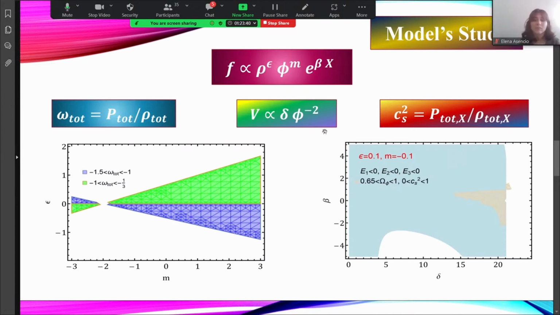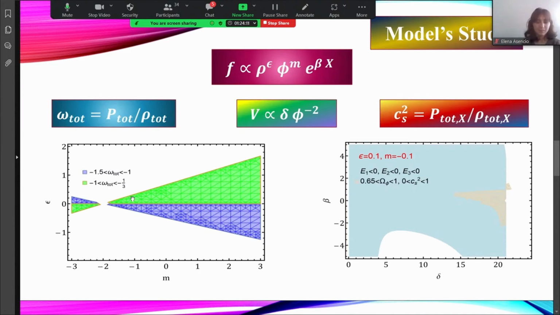And here we can see the behavior of those critical points, in which the green region shows the accelerating regime where omega total lies between -1 and -1/3. On the other hand, the blue region shows the phantom behavior where the equation of state is crossing -1. So we see that when epsilon is closer to, let us say, minus 0.1, 0.3, and so on, and m is very close to negative, then we have acceleration close to -1. So this is constraining epsilon and m.